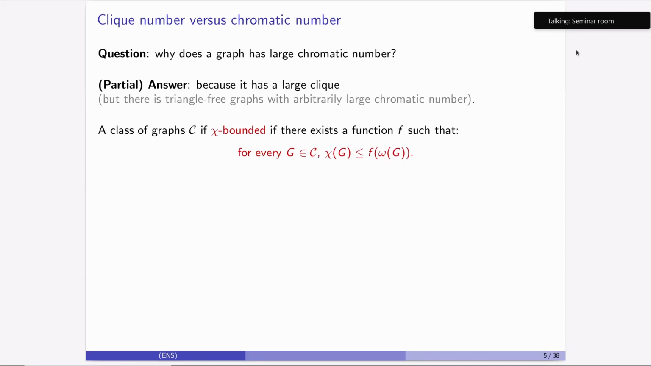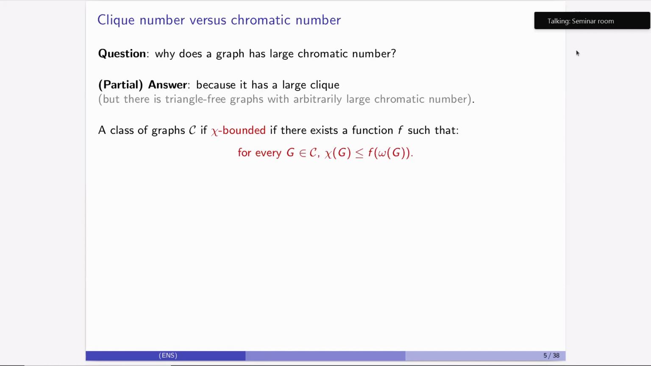Those classes of graphs are called chi-bounded, and we say that a class of graphs C is chi-bounded if there exists a function f such that for every graph in the class, the chromatic number is bounded by a function of the clique number. So now in this class, if you have very large chromatic number, the only reason why you can have large chromatic number is because you have a large clique number. If the clique number is bounded, then the chromatic number is also bounded.